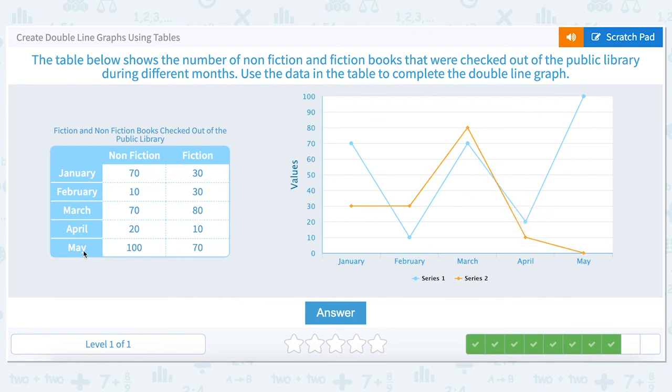And lastly, in May, 70 fiction books were checked out of the library. We go to May, we travel up to 70, and we plot a point. We've now graphed both graphs, and we can check our answer.